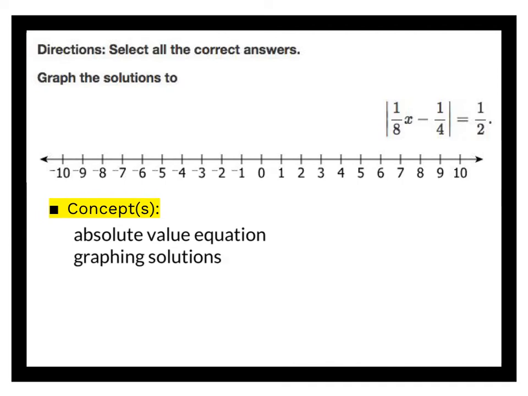Now we want to think about how we solve an absolute value equation. And what I want you to remember is absolute value always solve 2. Value, 2. They rhyme. Absolute value, solve 2. What does it mean to solve 2? Let's take a look and actually do the problem.